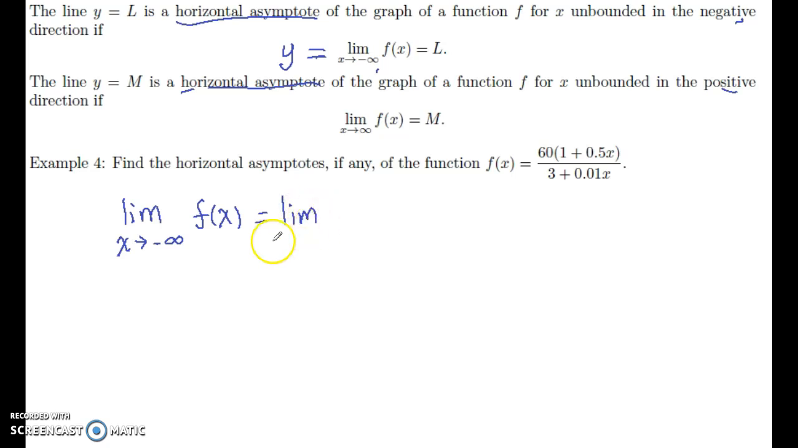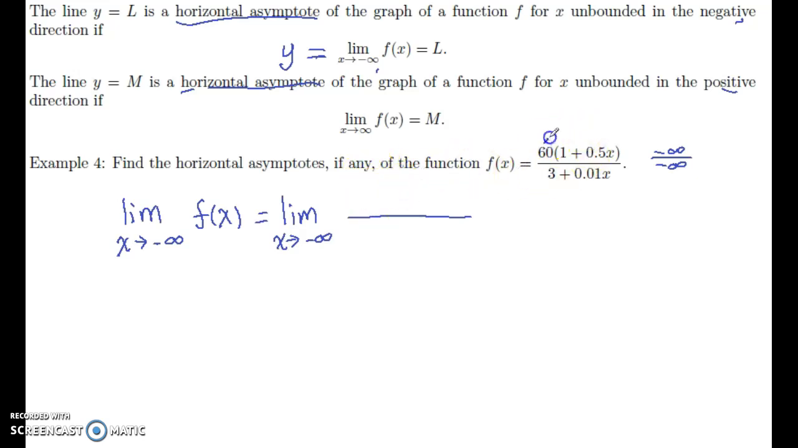the limit as x approaches negative infinity of this function. Now if we plug in x equals negative infinity directly, we get negative infinity divided by negative infinity, so it's inconclusive. So we might do a small transform to see if we can find a breaking point.